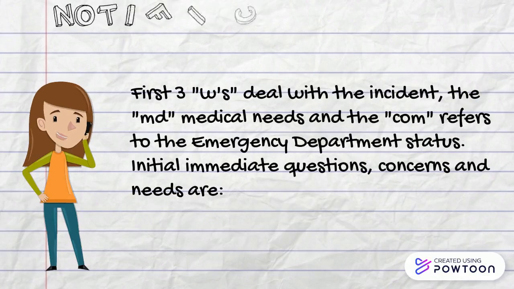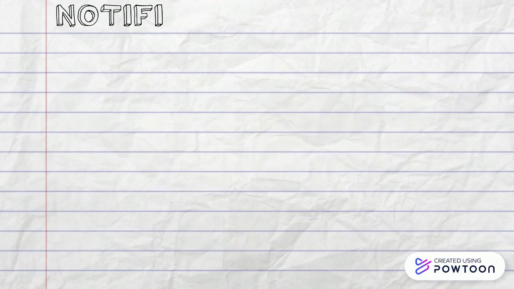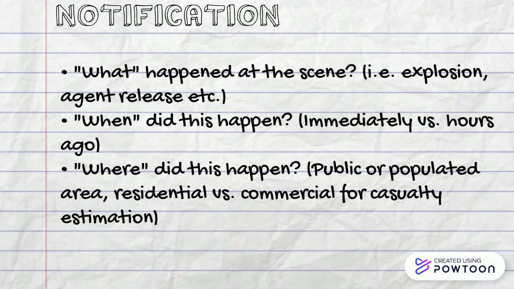The first three W's deal with the incident, the MD medical needs, and the COM refers to the emergency department status. Initial immediate questions, concerns, and needs are: W, what happened at the scene? For example, ID explosion, agent release, etc. When did this happen? Like immediately vs hours ago. Where did this happen? Like public or populated area, residential vs commercial for casualty estimation.